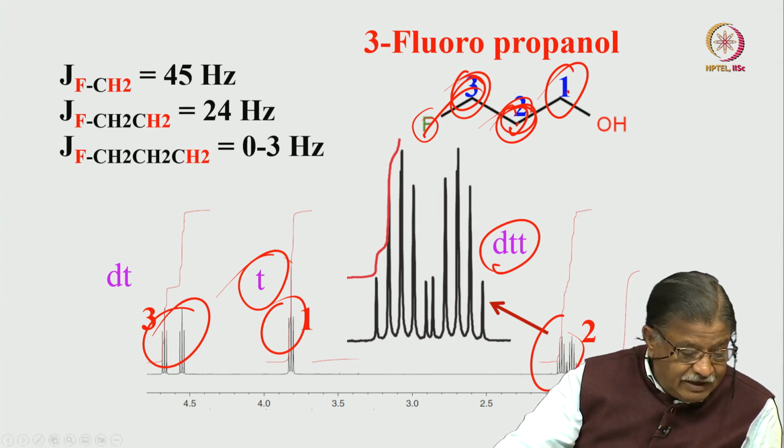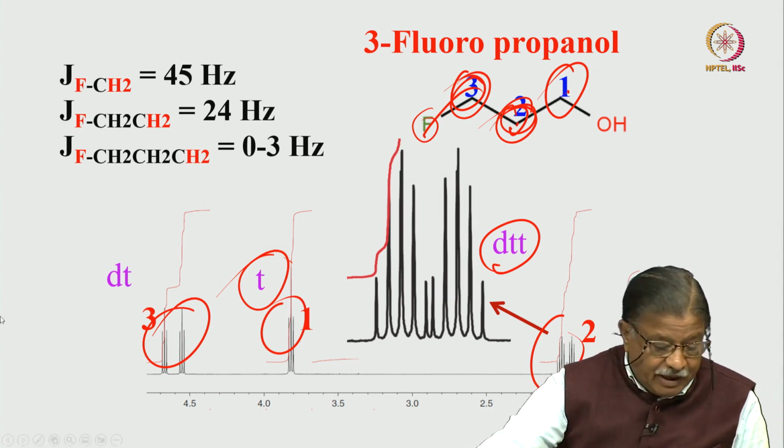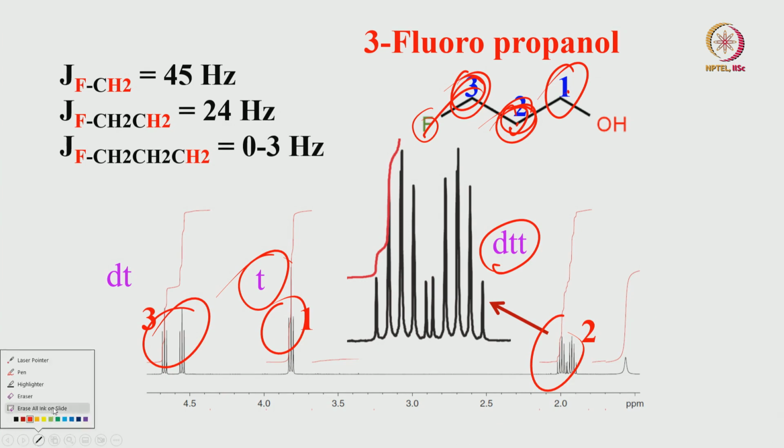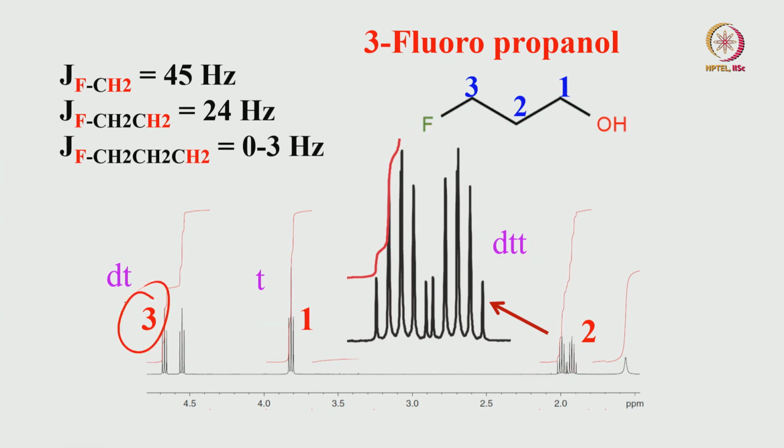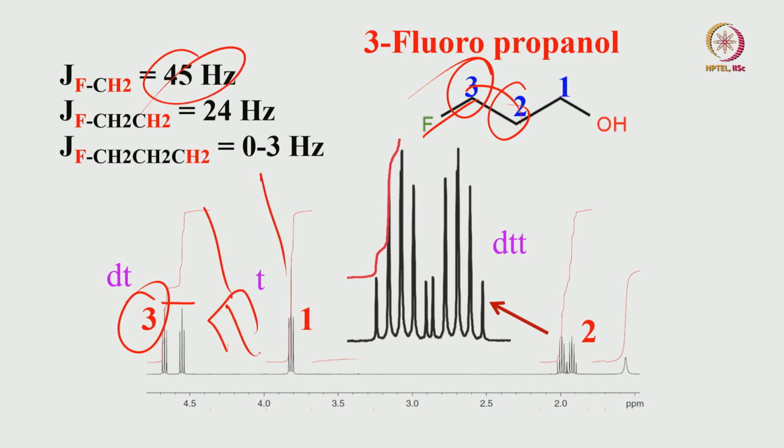Very easily we will start explaining the multiplicity pattern based on the coupling strengths. Look at this, I will say this is proton 3. Proton 3 is a triplet because of this large coupling, and then there is a one bond coupling with fluorine, FH coupling, that is quite large, a doublet of 45 hertz. Each line of the doublet is split into a triplet like this. That is why I would fairly say this is proton 3.